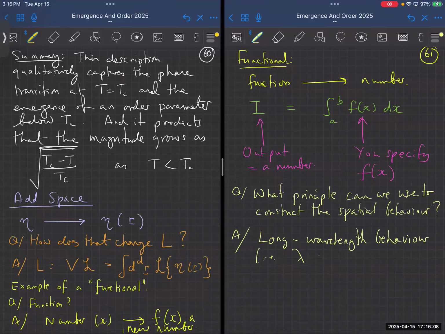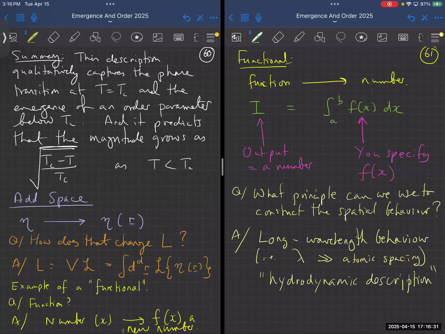I.e., lambda is much greater than, say, the atomic spacing. Okay? So sometimes we use the term hydrodynamic description. Why do we call it that? Well, the first hydrodynamic description was made by Euler and then by Navier and Stokes. So they wrote down the equations of motion for a fluid.